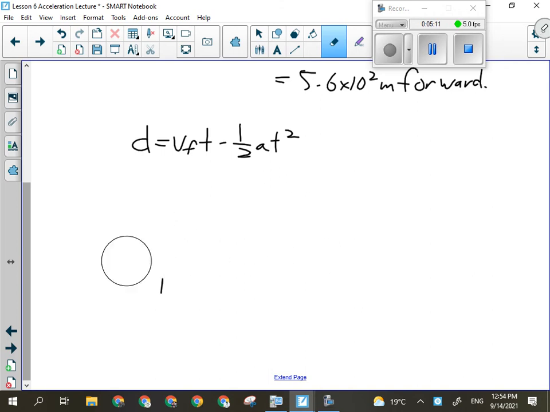Okay, if I wanted to solve for A, what should I do?